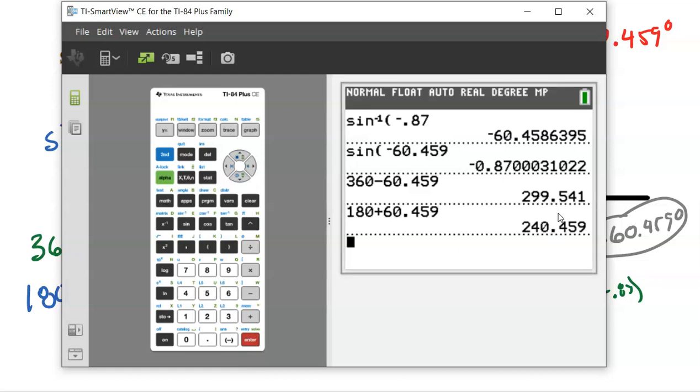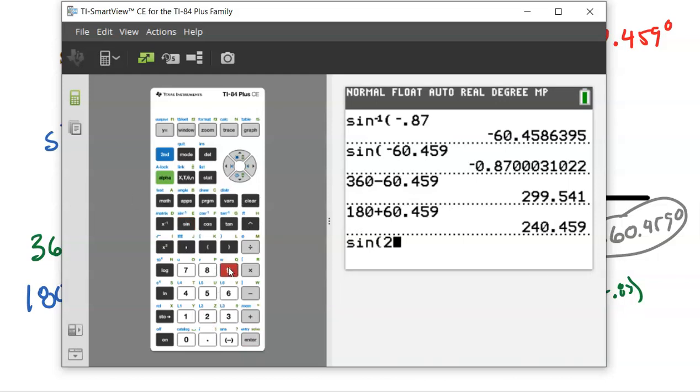Now, neither of those angles is what the calculator actually gave me, because I had the common sense to understand what the calculator gave me. The calculator is only allowed to give me one answer because it's a function. I know that there are actually infinite more. I just found 2 of them. There's infinite more. And you can always check your work by doing sine of 299.541.